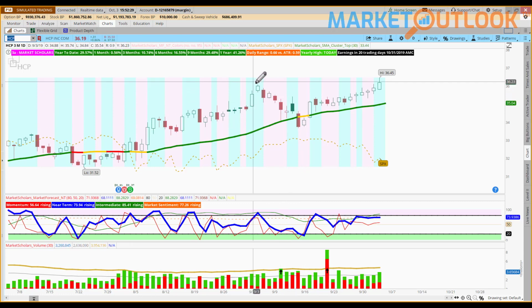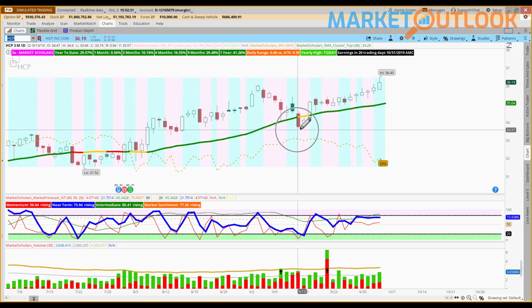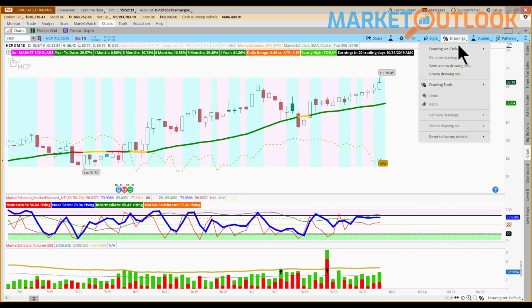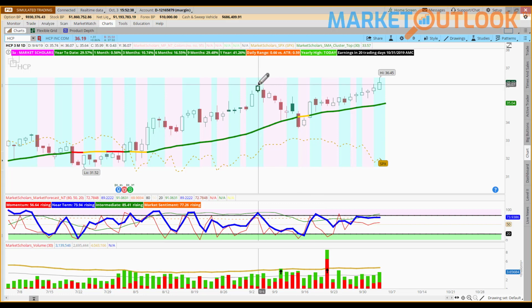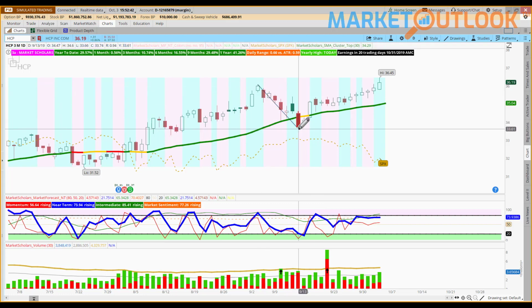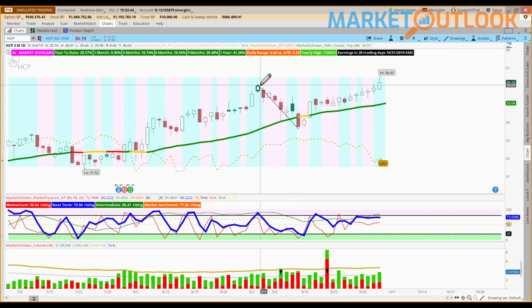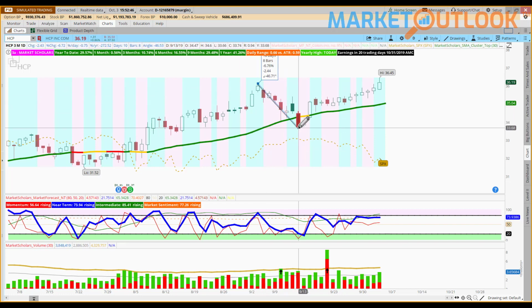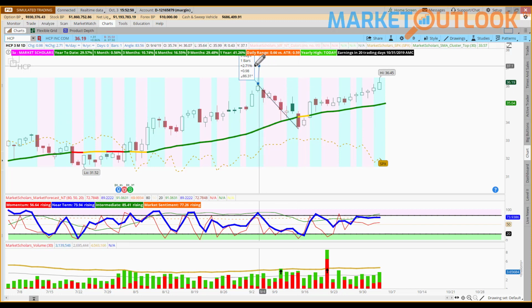So in order to measure this from high to low, what I can do is come up here to my drawings, go to Drawing Tools, and then select this trend line, and then click at the top of this candle, and come down and click at the bottom of this candle. And as I was doing that, I noticed that that amount was about 7%.